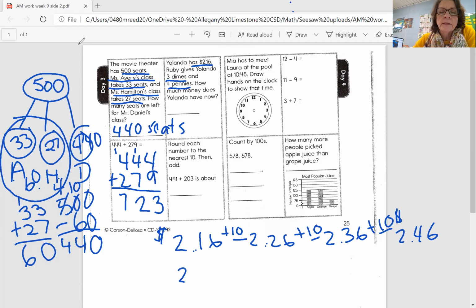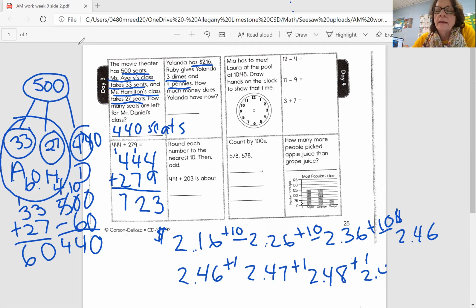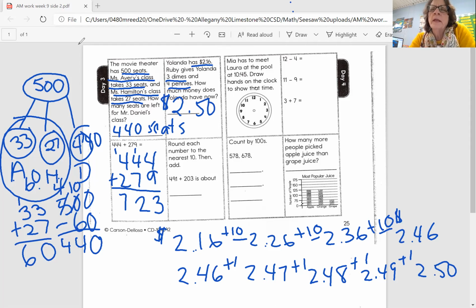Okay, now I have to count on 4 pennies. So I'm going to come down here and start with 246. I'm going to add 1 penny. I'll be at 247. I'm going to add another penny. I'll be at 248. Add another penny. I'll be at 249. That's 3 pennies. I need 1 more penny. And 249 plus 1 penny will be 250. So how much money does Yolanda have now? She has $2.50 now. Make sure you write it with the dollar sign because it is money. And remember, it's weird. The dollar sign goes in front of money, even though we say it afterwards.